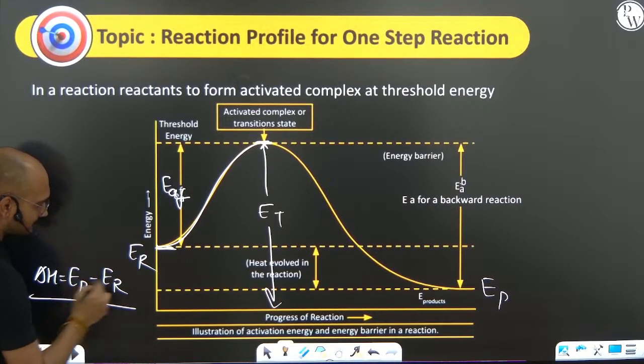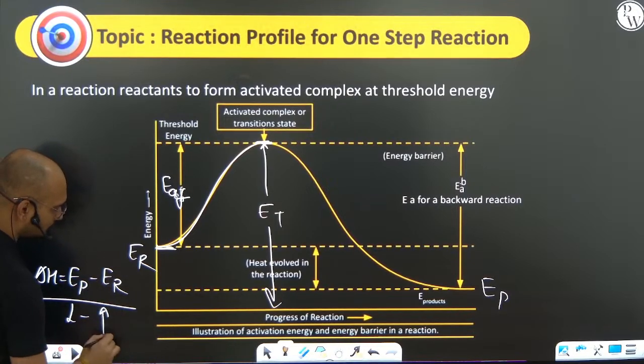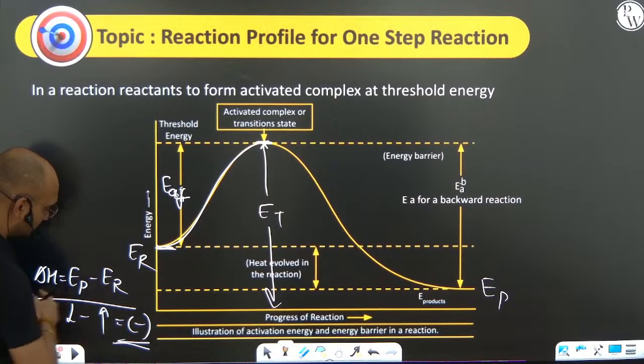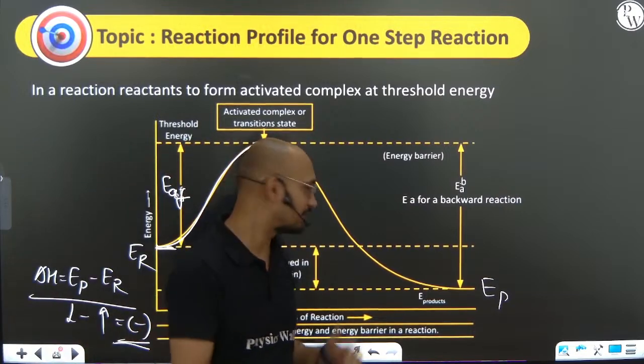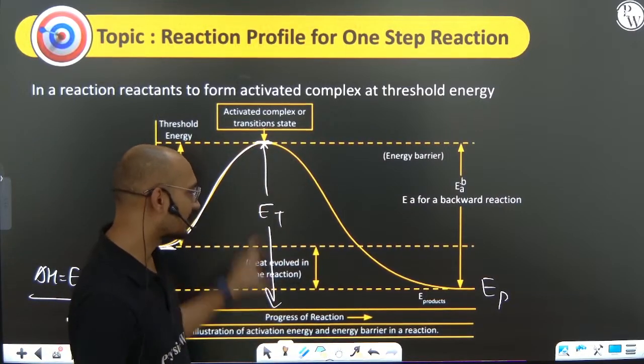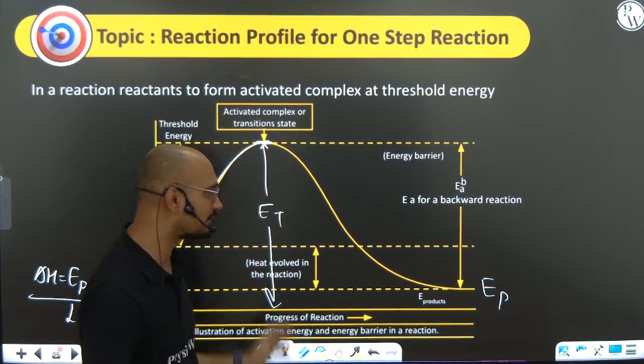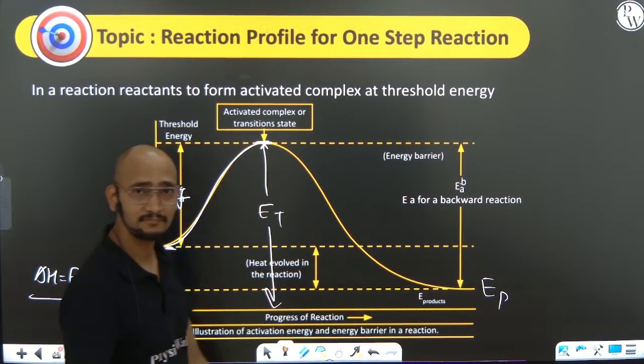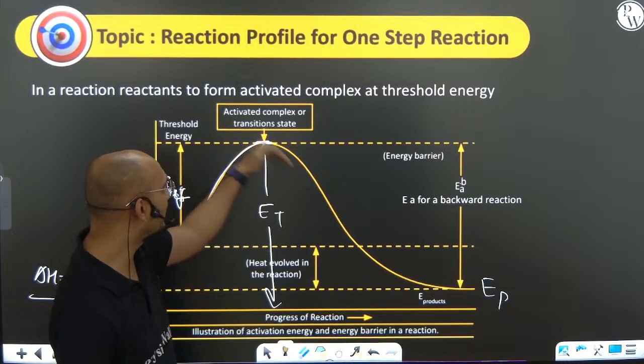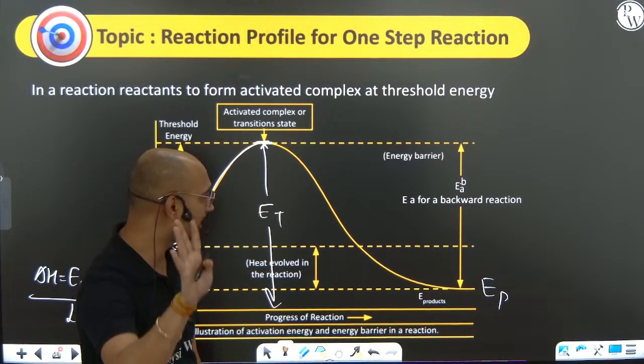E product is less, E reactant is more. Less minus more will be negative or positive? Negative. So delta H is negative, which means exothermic. It is for an exothermic reaction. Can you see? Therefore heat is evolved in the reaction. So this is the reaction profile diagram for the exothermic reaction.